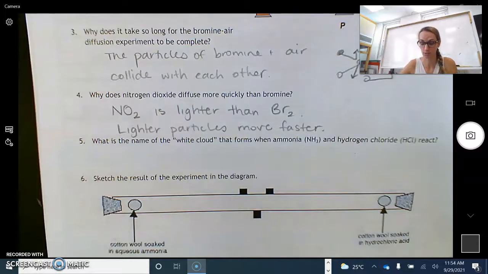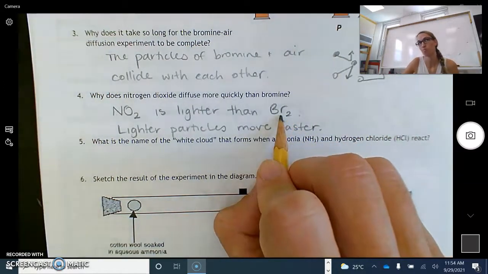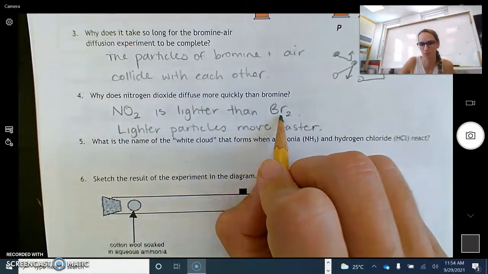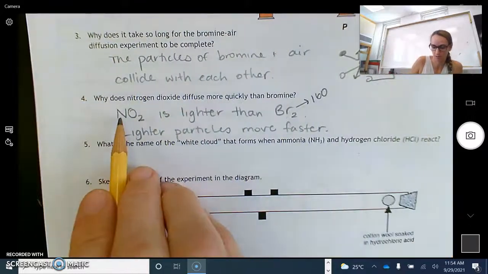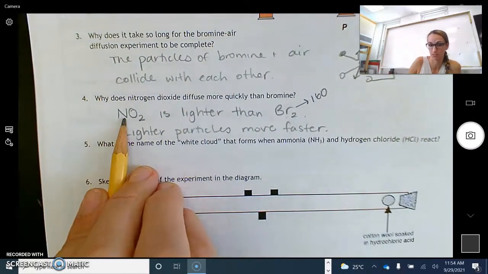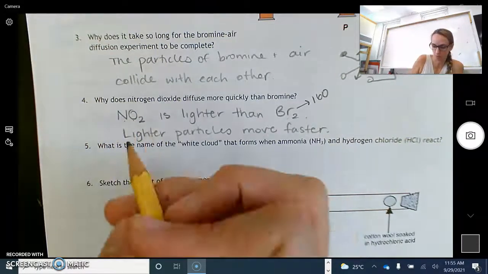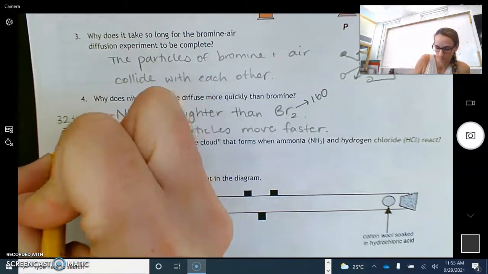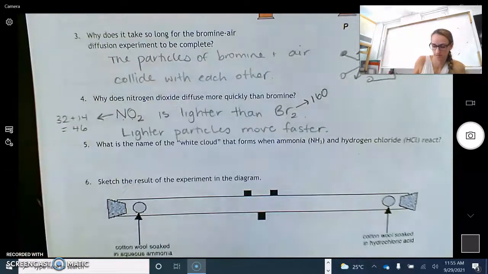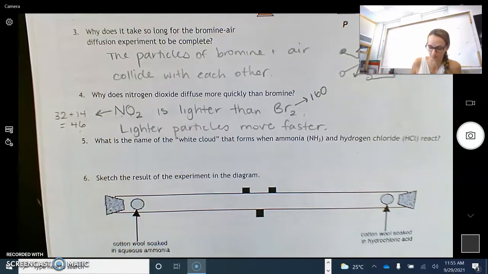You just need your periodic table. Bromine, each bromine is 80 AMU, so that would be 160. And if you look up nitrogen on the periodic table, it's 14 is its mass. Oxygen, relative atomic mass of 16. So we're looking at 32 plus 14 for this one, which gives you 46. 46 is a lot lighter than 160, so that will move much faster.